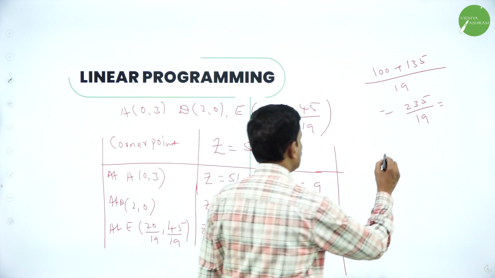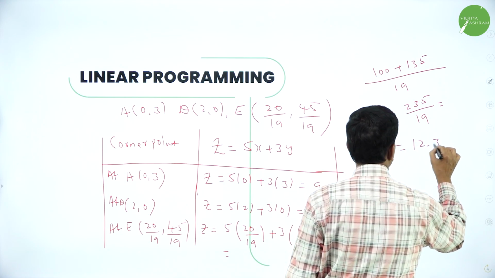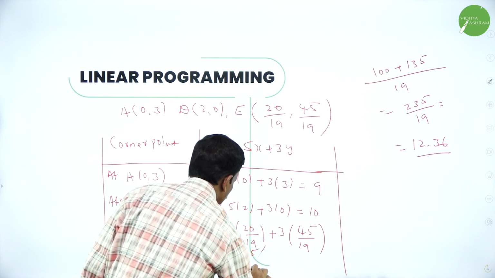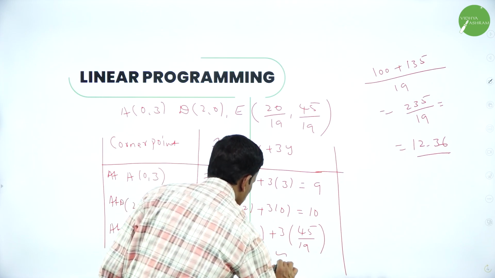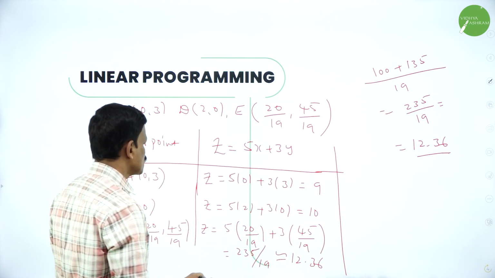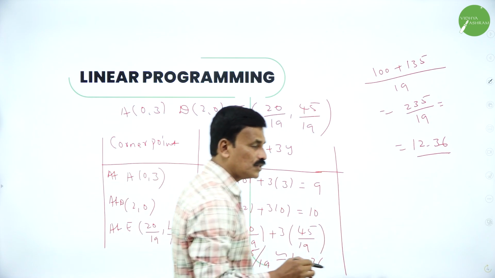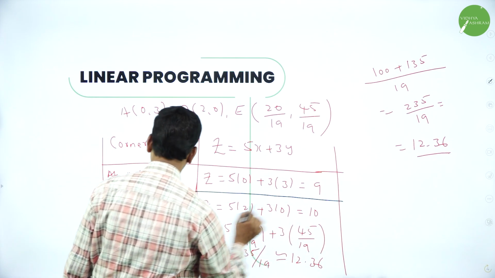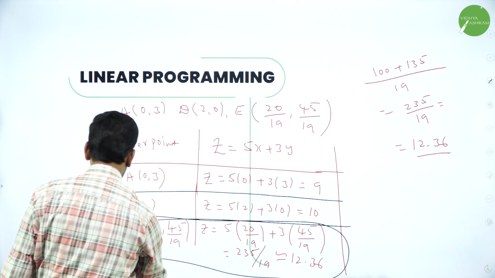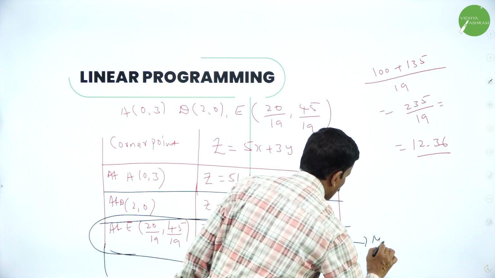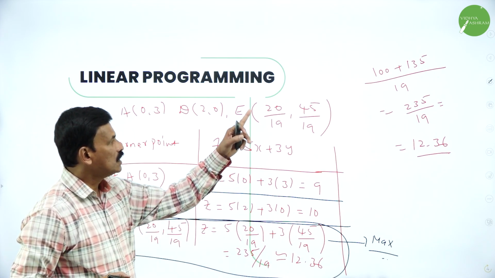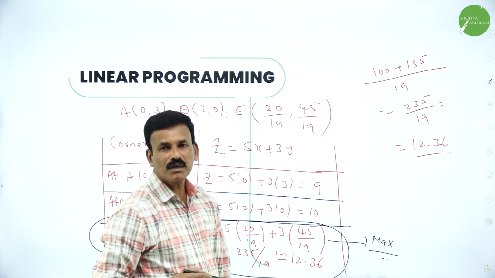What is this equal to? So this is approximately equal to 12.36. So 235 by 19 is approximately equal to 12.36. So which is maximum? This is maximum. That's it. So therefore, this is the maximum value. So therefore the function is maximum. What is maximum? 12.36. That is 235 divided by 19 is the maximum value.